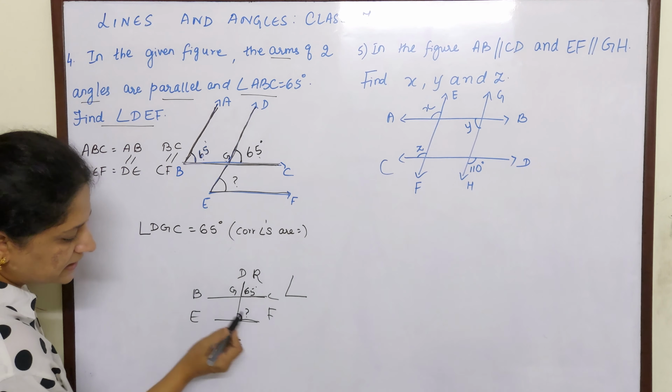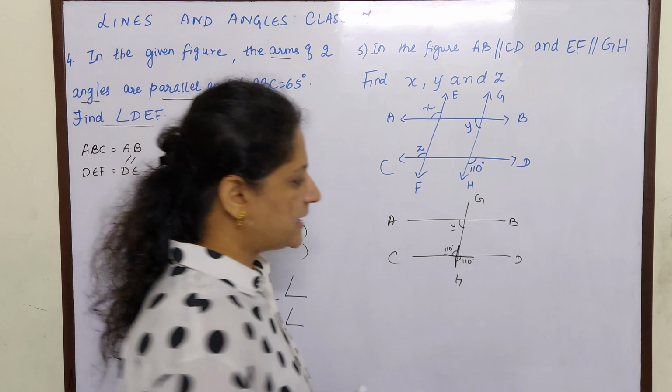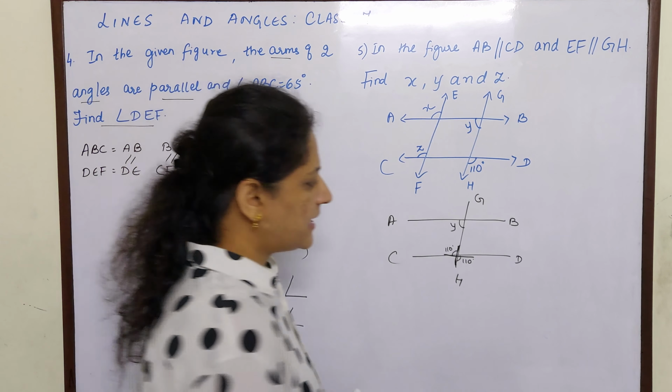Let us go to the next sum. In the figure, AB is parallel to CD and EF is parallel to GH. Find X, Y, Z. So now we will take one angle at a time. Let us draw AB and let us draw CD. And they have given that it is parallel. So GH will be the transversal children. Now this is 110 and here they have marked as Y, right? Now what shape do they form? This forms a cross shape. So if this is 110, this is also 110, yes, because they are vertically opposite angles.